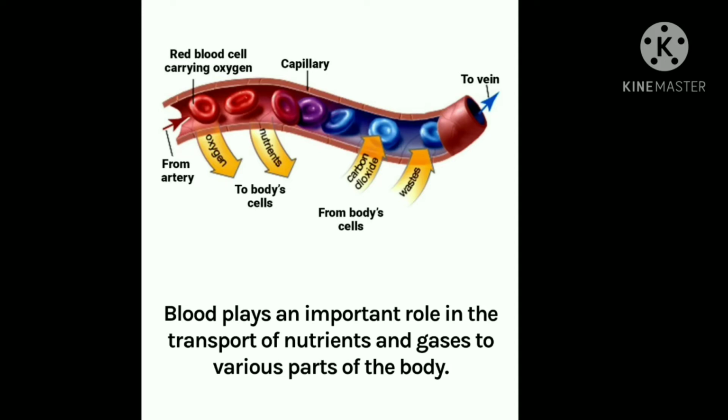So they turn to a bluish purple color. When these red blood cells absorb the oxygen, they again turn to the red color. And in this way they transport different types of nutrients as well as the gases to various parts of the body.